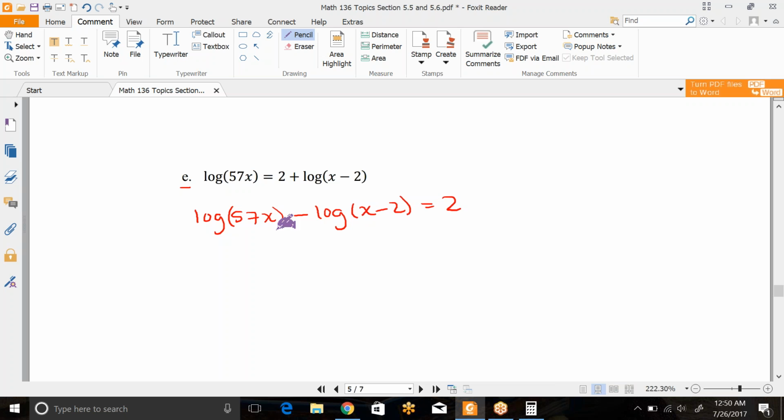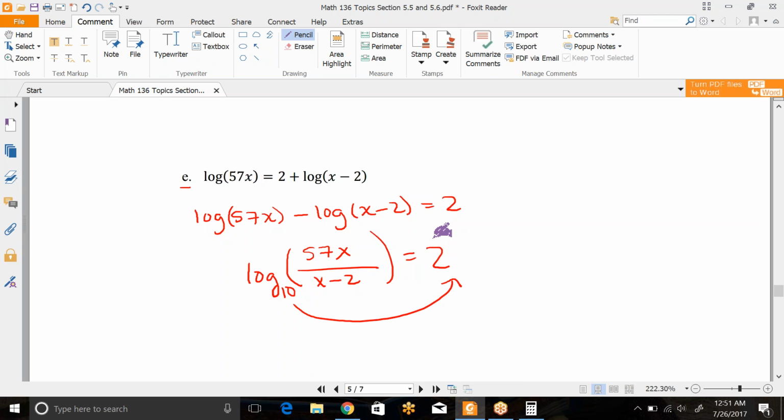We would convert this to now being one log by changing it to division between the arguments, because subtraction turns into division using our law of logarithms. And then this one's a little harder for people to solve. You can't set this equal to 2. There's not a log on the right side. So you have to think, oh, this is base 10. We have to convert this using the spiral technique. So if there's ever a number that doesn't have a log on it, you're going to end up having to do this technique. So 10 squared equals the 57x over x minus 2.